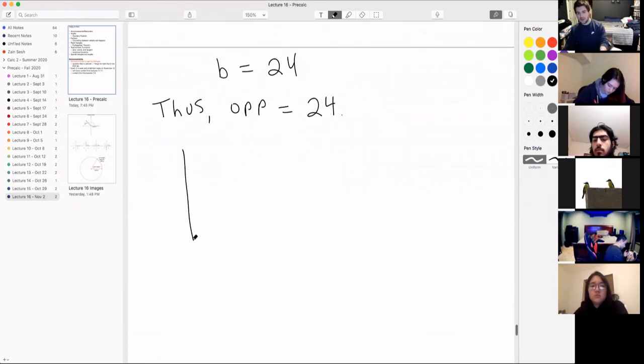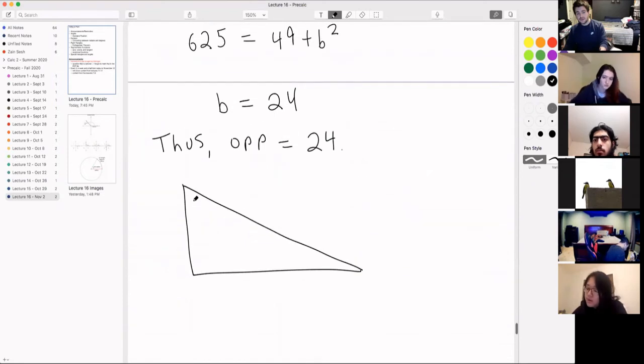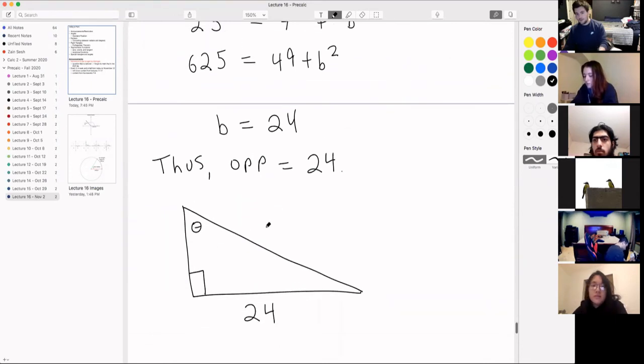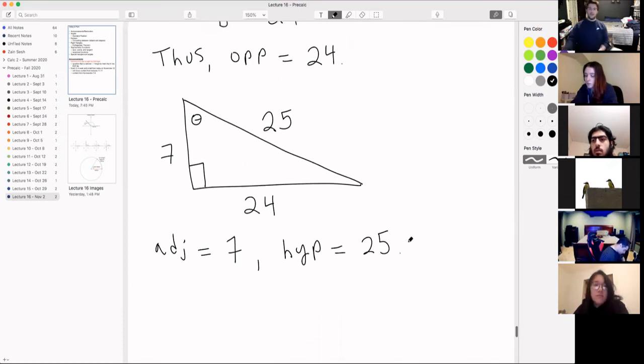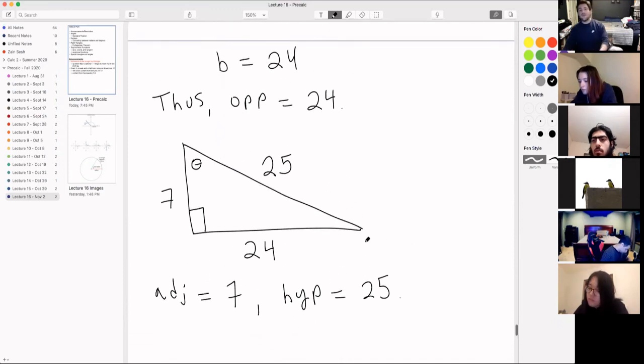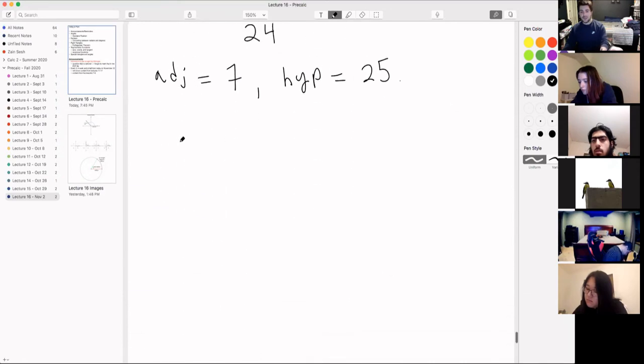So we just figured out this opposite side. Here's our triangle again. It's not a new triangle, it's the same triangle, but now we have more information. Theta was up here, and we just figured out that this is 24, this is still 25, and this is 7. Good, so opposite is 24. What else do we need? We also need adjacent. Adjacent is 7, and hypotenuse will be 25. Now we have all the pieces of information we need to find sine and tangent. So let's do that.